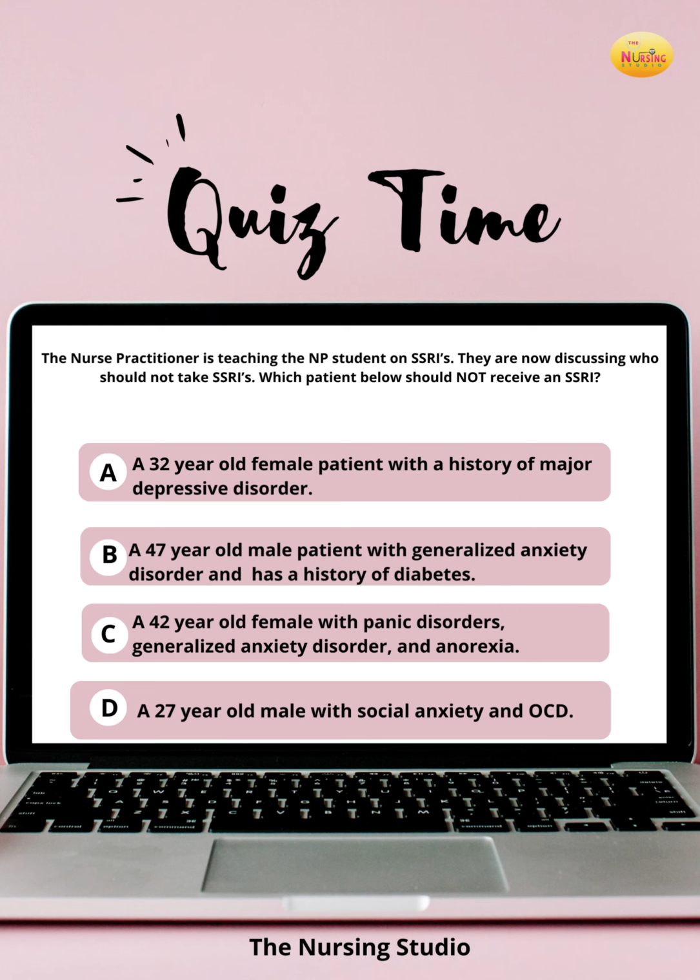Is it A, a 32-year-old female patient with a history of major depressive disorder? B, a 47-year-old male patient with generalized anxiety disorder and has a history of diabetes? C, a 42-year-old female with panic disorders, generalized anxiety, and anorexia? Or D, a 27-year-old male with social anxiety and OCD? Take a moment and tell me what you got in the comments.